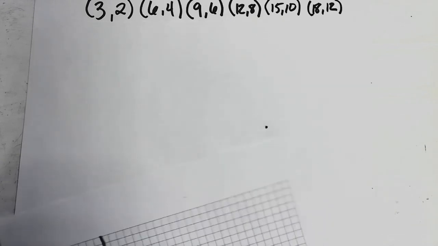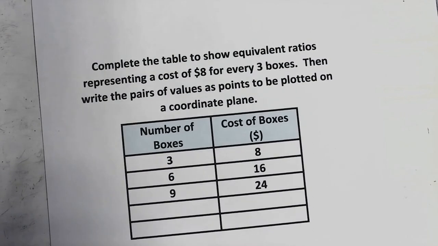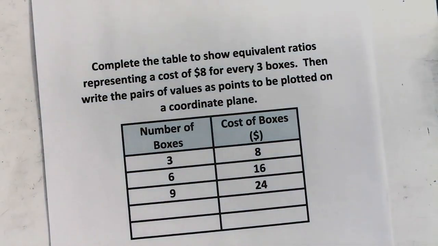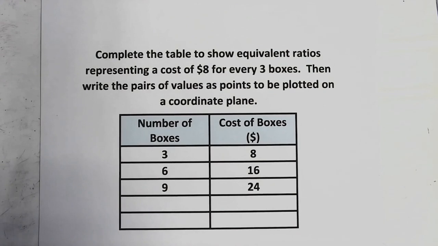So now I want to see if you understand. So let's try another one together. I want you to complete this table to show equivalent ratios representing a cost of $8 for every 3 boxes. Then write pairs of values to be plotted on the coordinate plane. I want you to go ahead and complete this table.